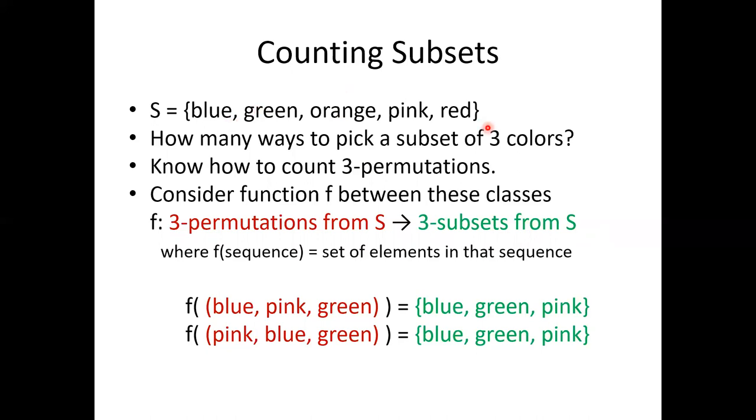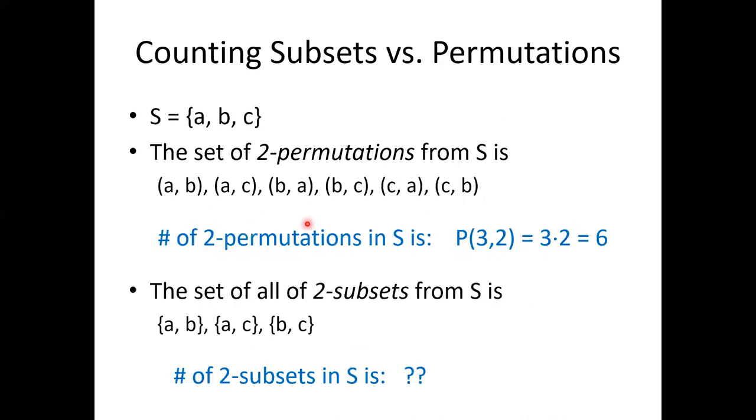Or if you just rewrite it differently, it's 5 times 4 times 3, and that's where I stop. I do 3 multiplications because I have 3 colors. So it's n times n minus 1 times n minus 2, and so on, up to n minus whatever this number is. Okay, so I know how to count them. And now let's consider a certain function which maps these two sets, the permutations and the subsets, but makes it general for any k here and for any set X, right?